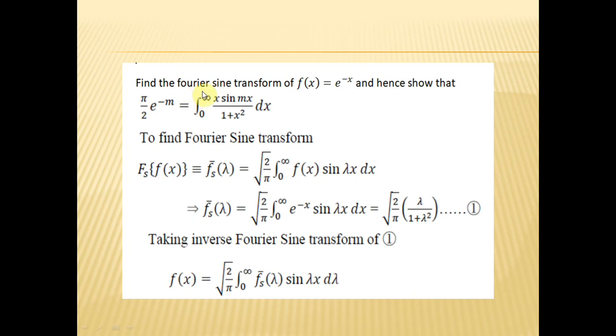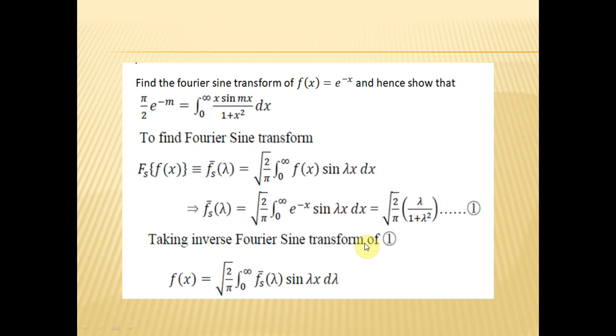Since we need to prove the result by using Fourier sine transform, we will write the formula for Fourier sine transform. The formula is root of 2 by pi integral 0 to infinity f of x sine lambda x dx. Now the function f of x can be taken as e raised to minus x, since here it is given f of x is equal to e raised to minus x. So that root of 2 by pi integral 0 to infinity e raised to minus x sine lambda x dx.